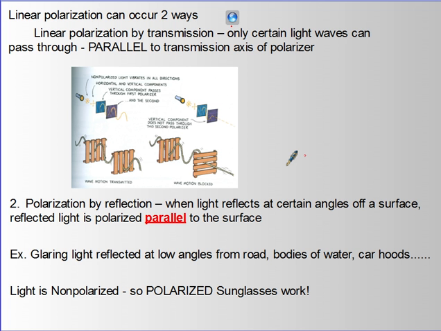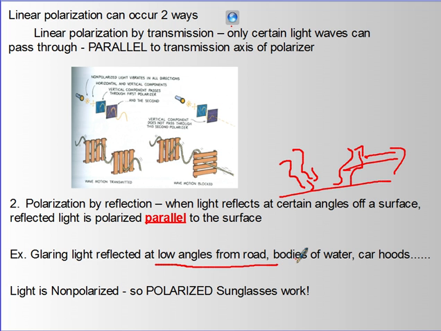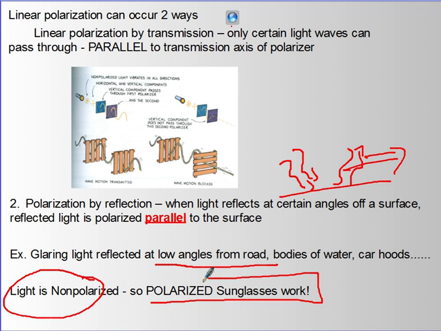Another way is polarization by reflection. That's when light hits a certain angle off a surface, and then the light is polarized parallel to the surface. This is what happens when you hit at low angles on roads, bodies of water, car hoods, etc. Now, for the most part, all light is non-polarized, so this is why polarized sunglasses work. They can cut out quite a bit of the light and glare from the sun.